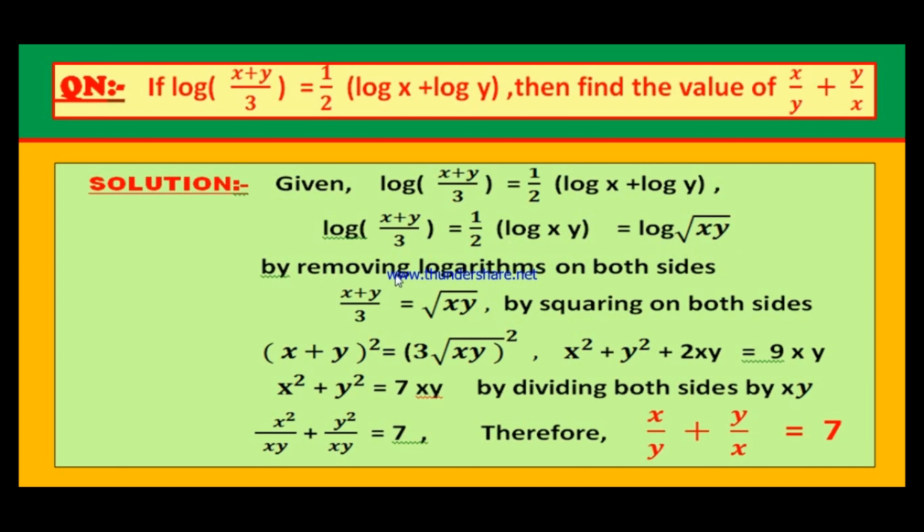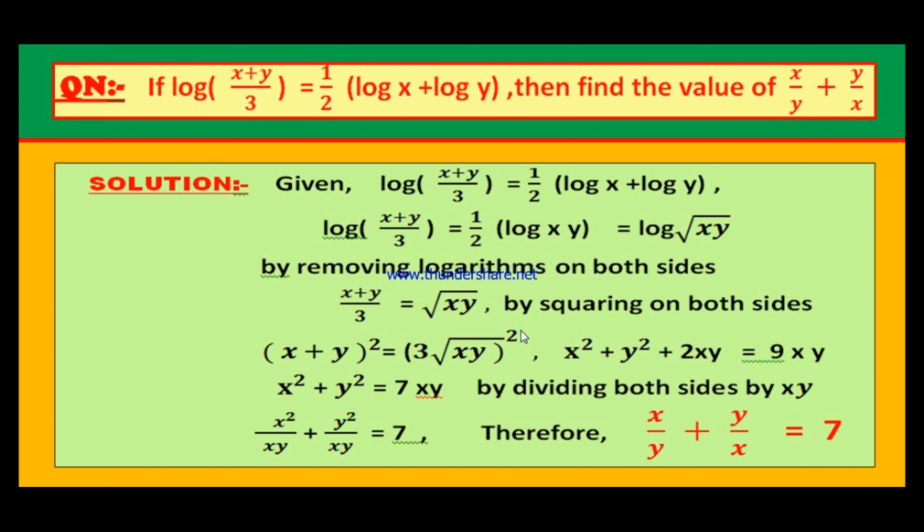Now let us remove logarithms on both sides. Why? Because there is no logarithm in the conclusion. Therefore, if we remove this logarithm, (x plus y) by 3 is LHS. If we remove this logarithm, root xy is RHS. In order to remove this square root, let us square on both sides. Then LHS whole square, (x plus y) by 3 whole square, is equal to root over xy whole square. Take this 3 to the other side, then (x plus y) whole square is equal to 3 root xy whole square.